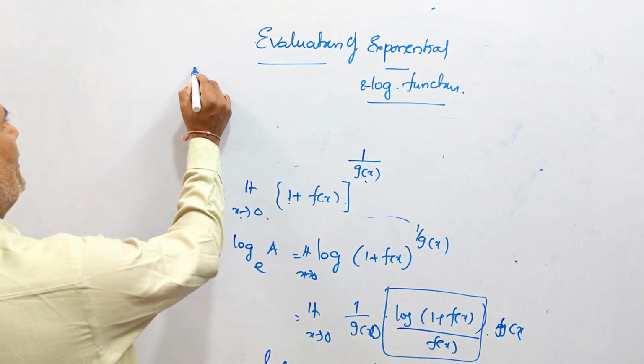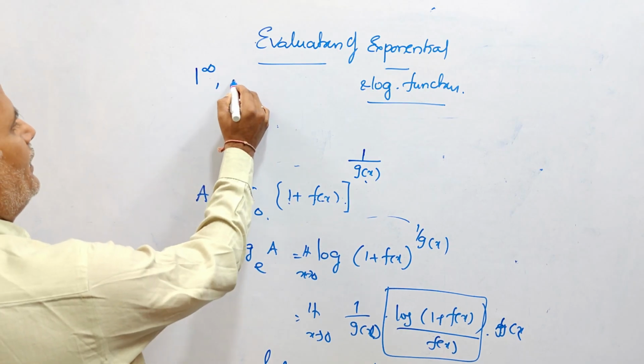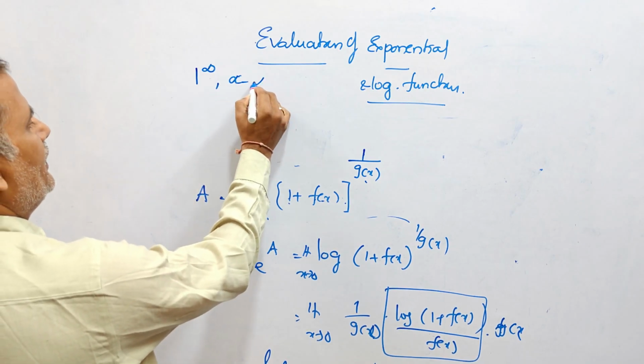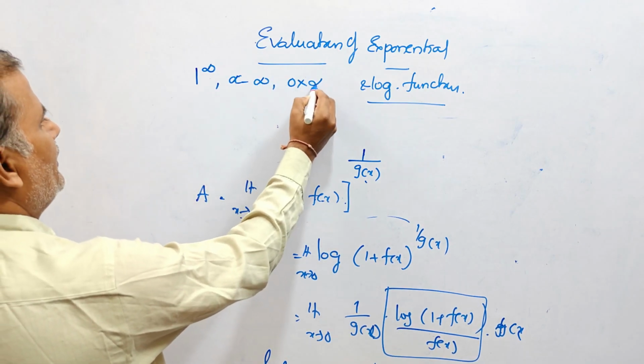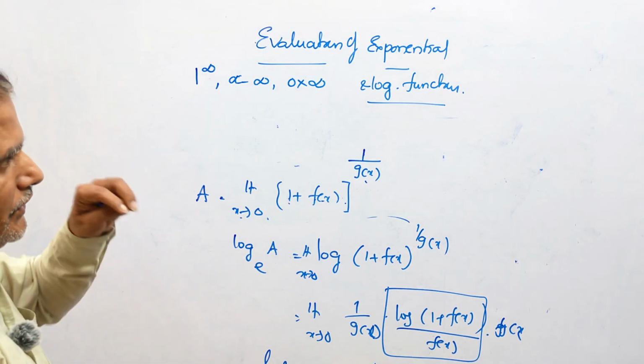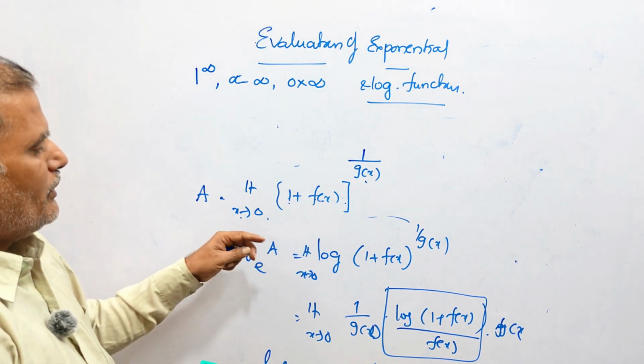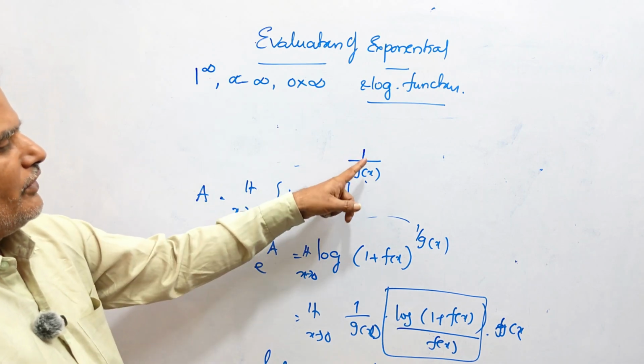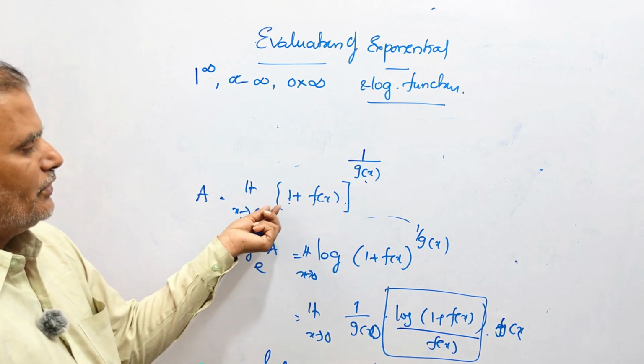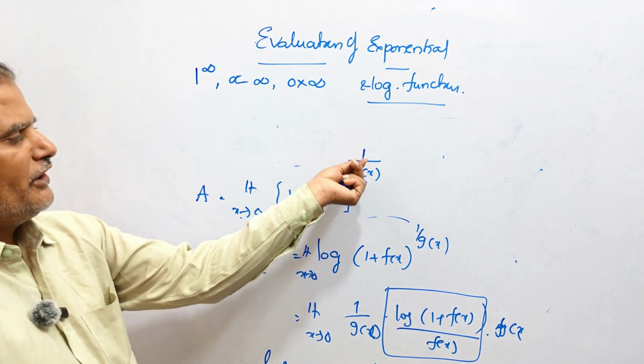Now in exponential logarithmic functions, there is the 1 power infinity formula, and infinity minus infinity or 0 into infinity problems are also there. Now this is in the form of (1 plus x) whole power 1 by x, in the sense x tends to 0, 1 plus 0 by 1 by 0.